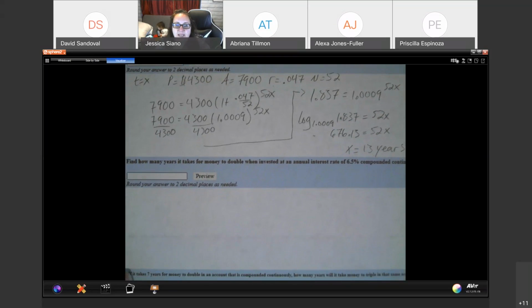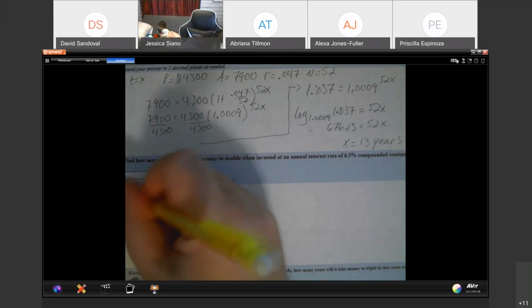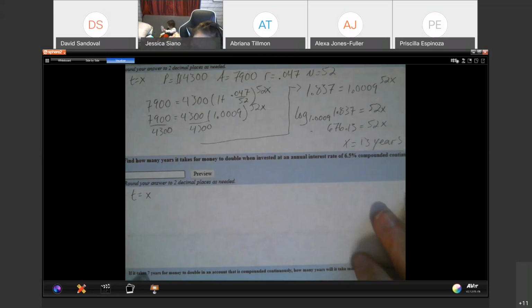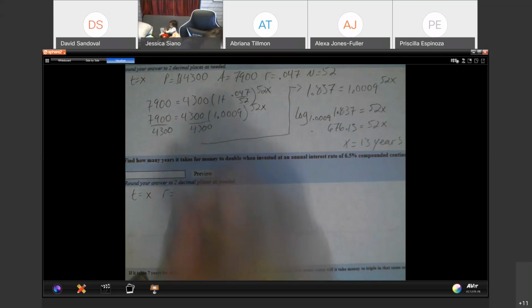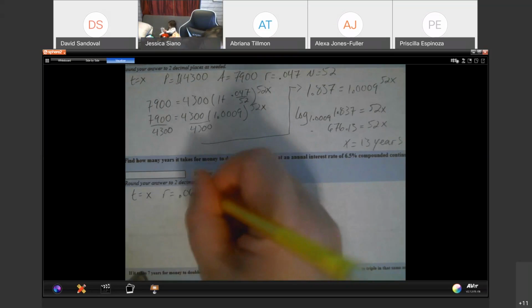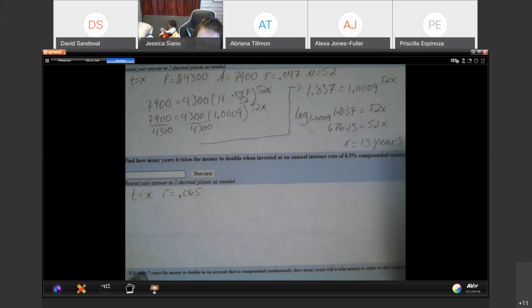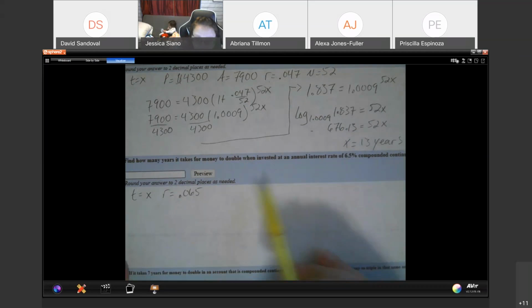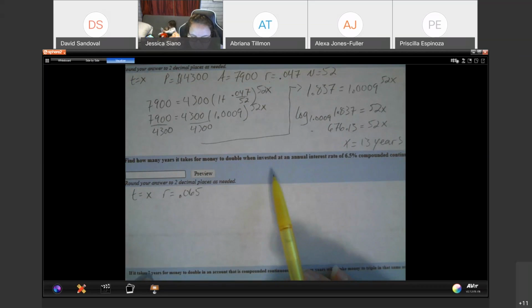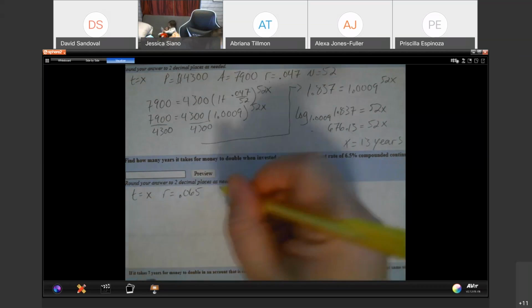Find how many years it would take for your money to double. So T is X, for your money to double when invested at an annual interest rate of 0.065, compounded continuously, means I'm going to use my Pe to the rt. So anytime they ask you for a doubling amount, you can plug in a number. Like you can say, well, if I started with 100, then I would end with 200. Or you could say, well, if I start with P, then I want to end with 2P. And you're going to see that in the end, the same thing's going to happen no matter what you plug in. So let's just say I'm starting with $1.